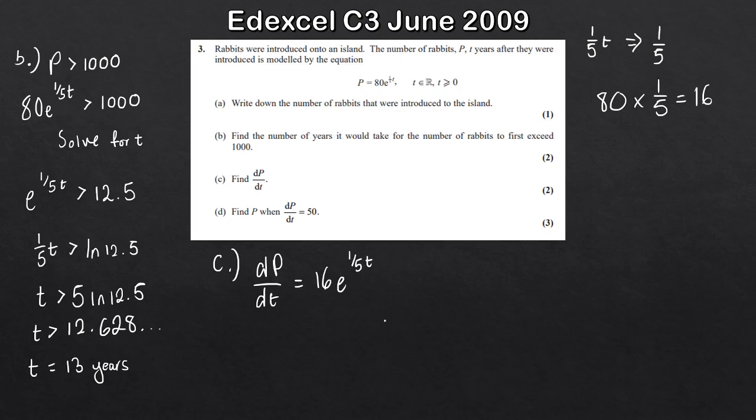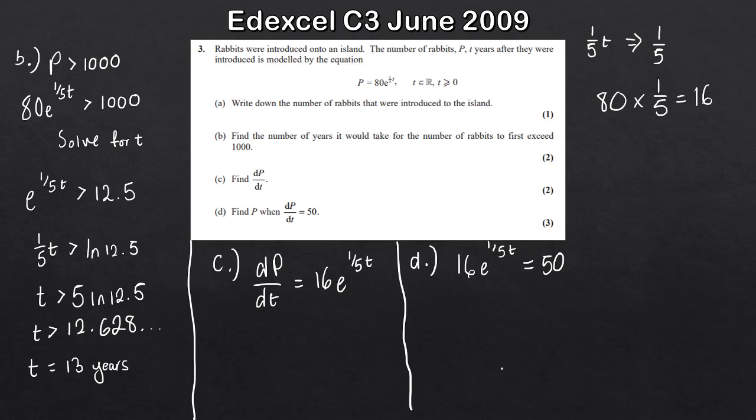And then part D, so if we just line off all our separate questions here. So part D, we want to find p when the differential, what we've just worked out, is equal to 50. So straight away we can set this equal to 50. And what we're going to do here essentially is solve this exponential equation for t, and then we're just going to substitute that t value back into our original p, to model the population.